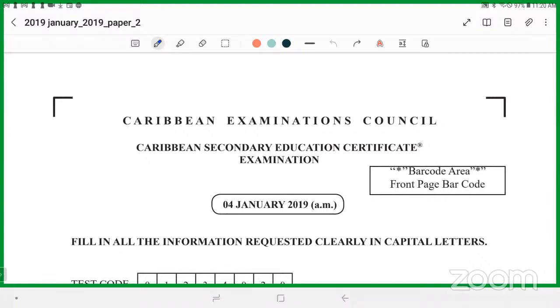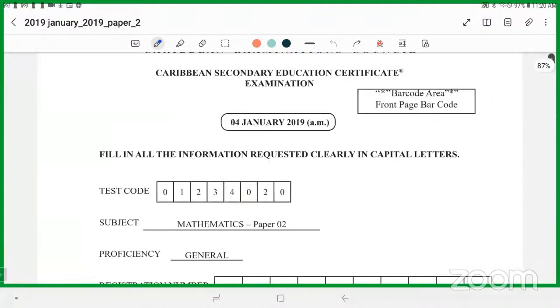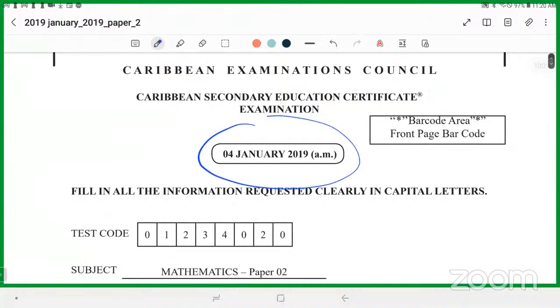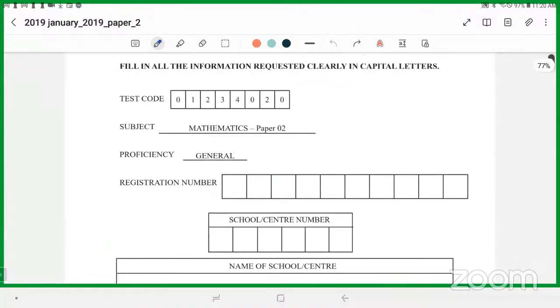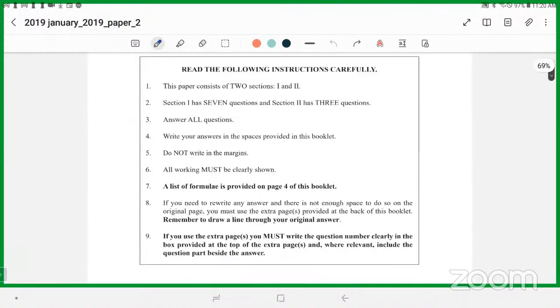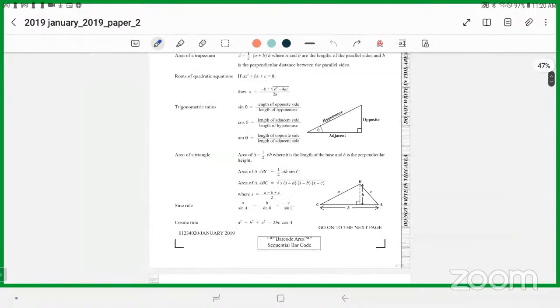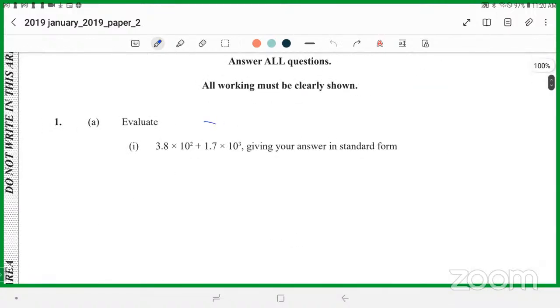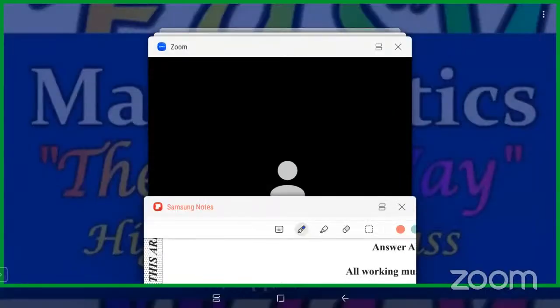So this was the paper, the January 2019 paper 2 that we did. I'm starting at number 1, which is our calculator question, as usual. It says we have to evaluate this, and we're going to use a calculator to do it.